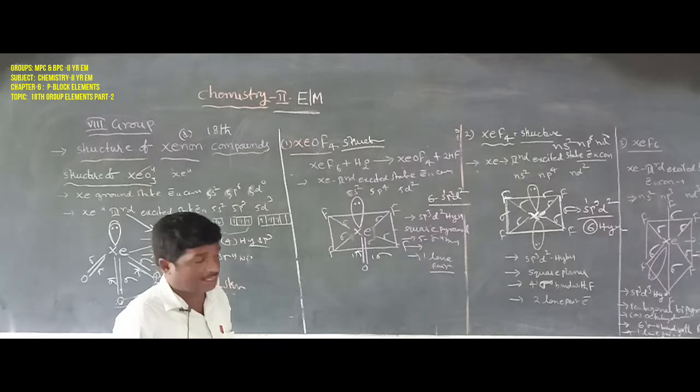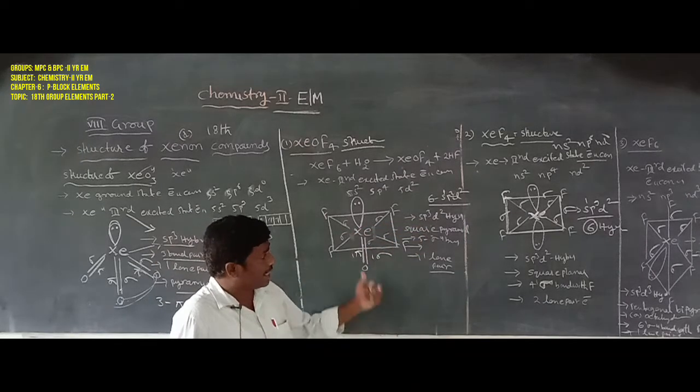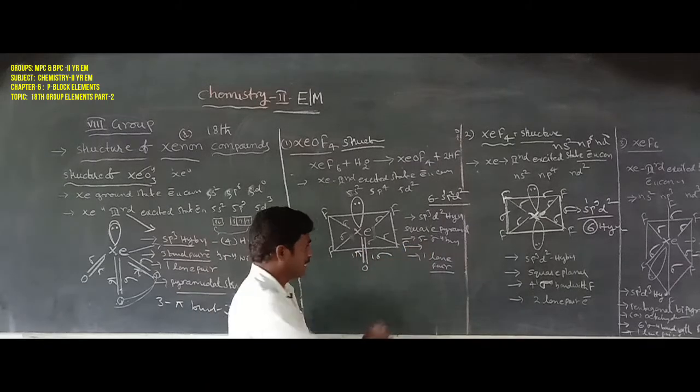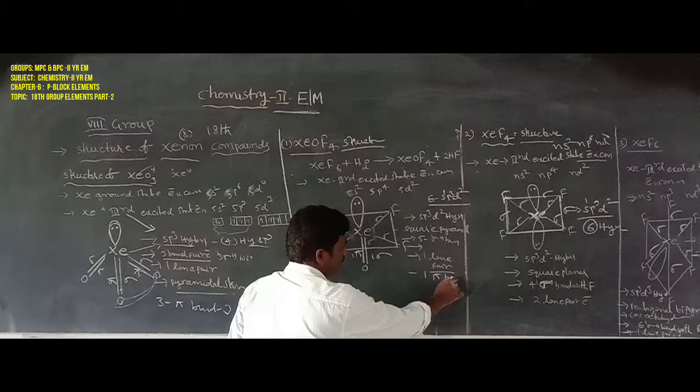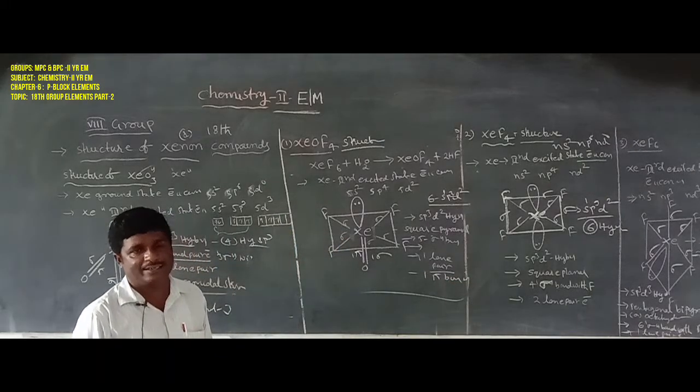Square pyramidal structure, and the hybridization is sp3d2. There are 5 sigma bonds, one lone pair, and the remaining one is a pi bond. That is the structure of xenon oxytetrafluoride.